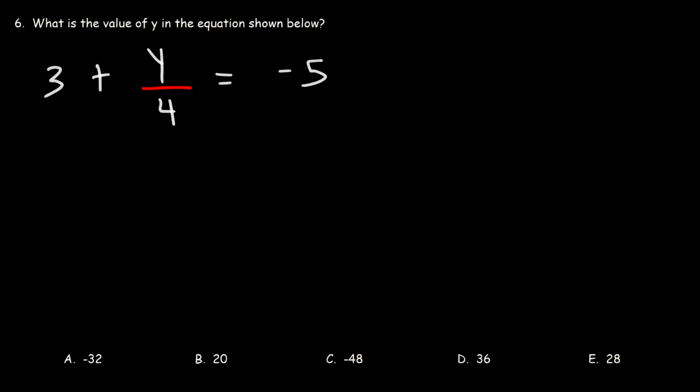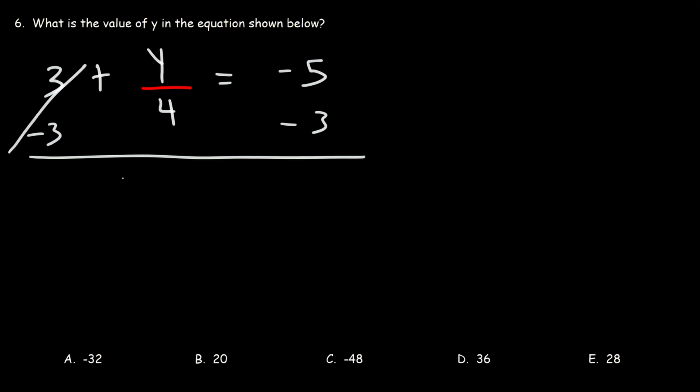Number 6. What is the value of y in the equation shown below? So here we have an equation with a fraction. So what can we do in order to solve for y? Well, first, we could get rid of the 3 on the left side. So let's begin by subtracting both sides by 3. 3 and negative 3 will cancel. So we're going to have y over 4 is equal to, now what is negative 5 minus 3?